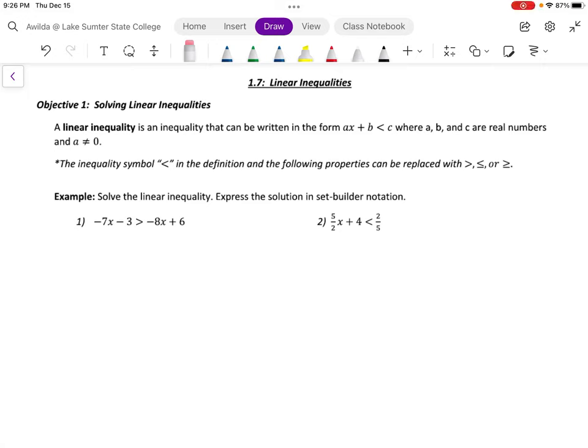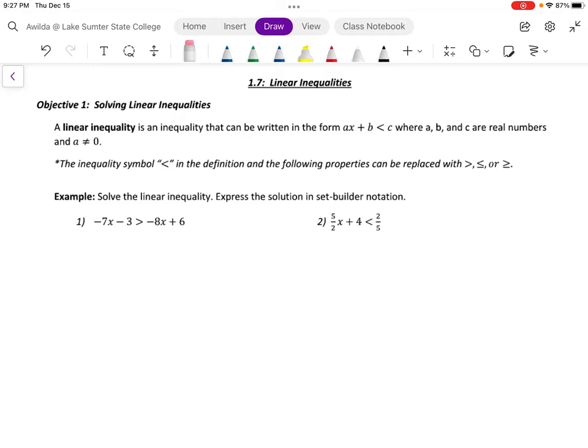In section 1.7, we're going to look at linear inequalities. A linear inequality is an inequality that can be written in the form ax + b < c, where a, b, and c are real numbers and a is not equal to 0, because if a were to equal 0, we would lose our only variable term.